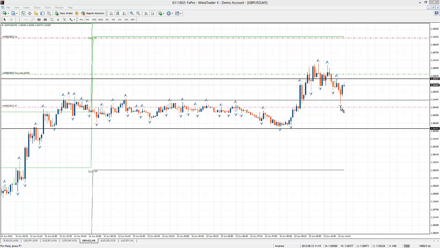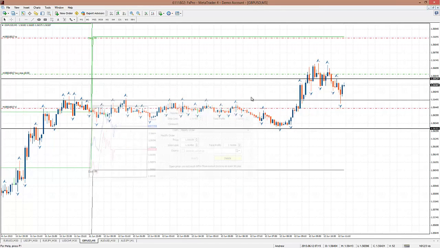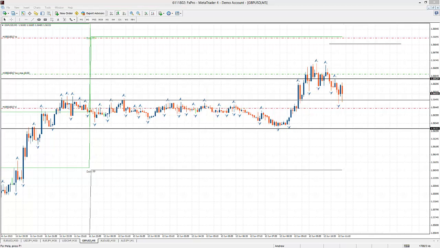So you can see we've just had a fractal appear. It hasn't formed yet. We need a second candle close, but we'll modify that just at the tip. It's pretty much where we had the order anyway, so we'll just adjust that. So we're looking for an entry. We've got some news coming out shortly, so we're looking for a possible move to the upside here. Alright, so there's a second close now.